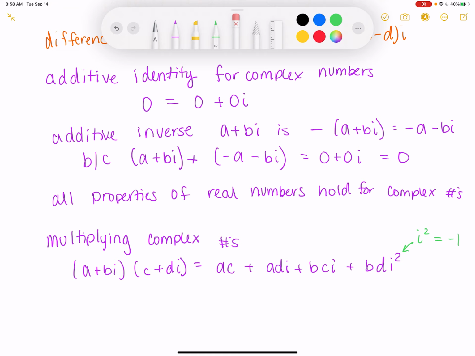So this is one line left. So this is equal to ac minus bd plus ad minus bc times i. That's it for that part, but it's not all the notes for this section.